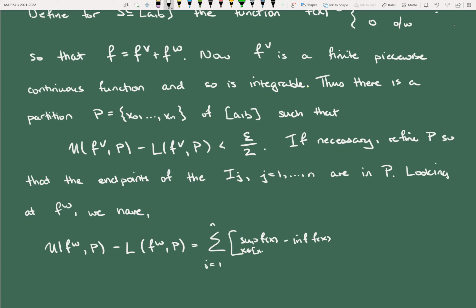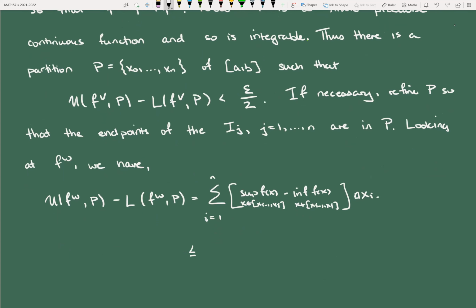And I hate this part, x_{i-1}. I should just create some notation for the interval so I don't have to write this out a million times. Times delta x_i, right? Now the sup minus the inf on any subinterval will be less than the sup minus the inf on the entire interval [a,b], right? That's the big M and little m that we wrote before. Times delta x_i. Okay, but this is going to be 0 on everything except the I_n's.